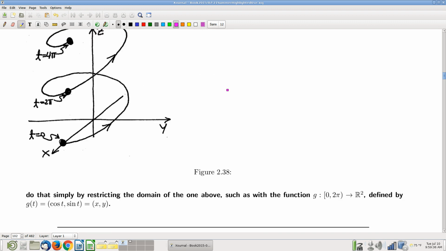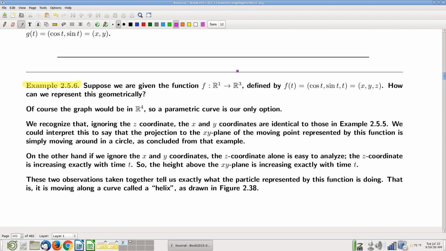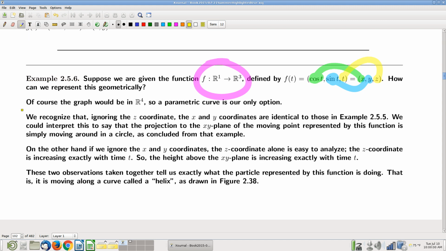Okay, here's a harder one. Here is a parameterization in R3. So there are 3 coordinates now. x is cosine t, y is sine t, and z is just t. Now, how are we going to get our hands on this? Can I come up with some sort of algebraic relationship between these? We can do the whole Pythagorean thing, but then what does that have to do with z? How do I get z involved? It's not clear that I'm going to be able to use the previous trick.